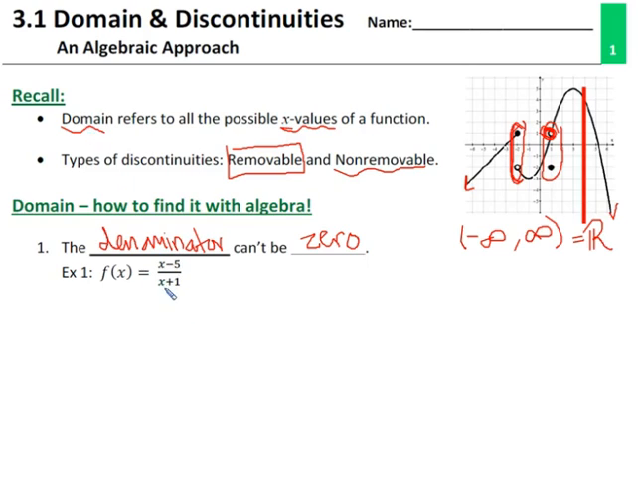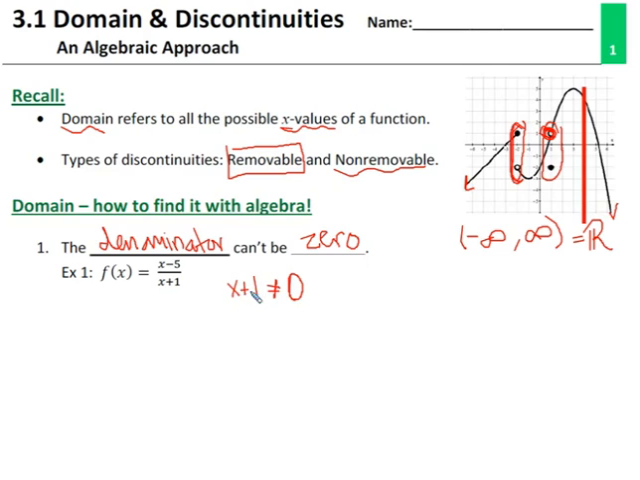So if we take a look at our fraction in this case, since we know the denominator cannot be 0, let's actually write that fact mathematically or algebraically. Our denominator in this case is x plus 1, and we know it cannot be 0. So algebraically, that means x plus 1 cannot equal 0. We're going through this process to help us find the domain of this function. This is the only restriction we have since we're dealing with a fraction. We know the denominator cannot be 0.